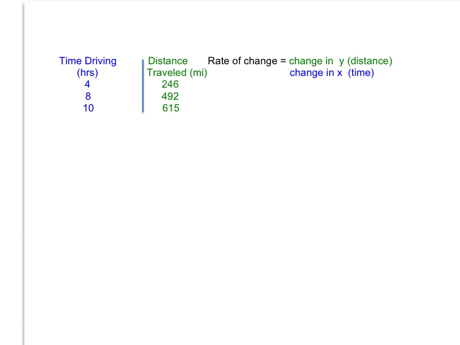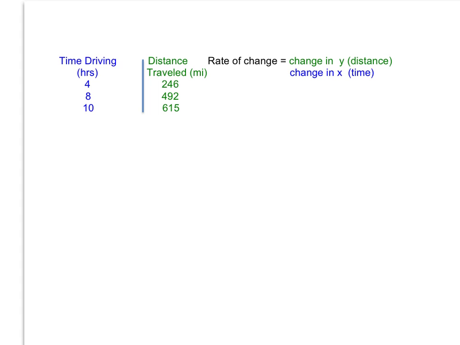Let's look at the rate of change between the distance traveled here in this table and the time driving in hours. So once again, let's talk about input and output. The time driving determines the distance traveled. So the time driving we need to know first before we can figure out the distance that's traveled. The time driving is independent. It's the input. It determines the distance that's traveled. The distance is output.